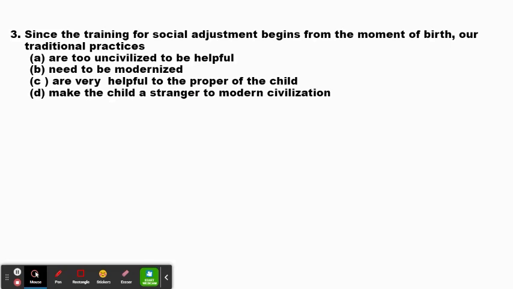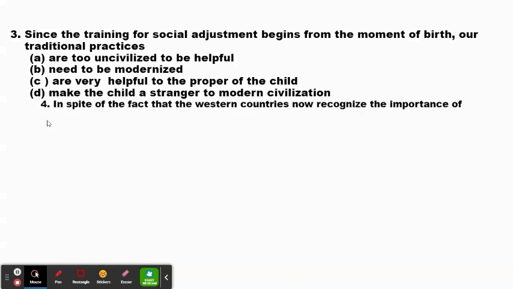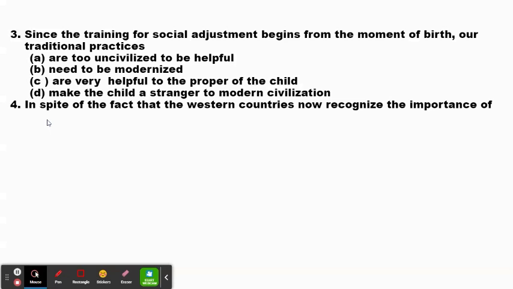So, reading question number three, again, we discover something that shows us the benefit, you see. Training for social adjustment begins from the moment of birth. So, this tells us more about what the passage is all about. The more you read the questions, the more you learn about the passage, even before reading it. And then you also, from the question, discover what you are going to look for in the passage when you start reading it. So that's the beauty of reading the questions first.